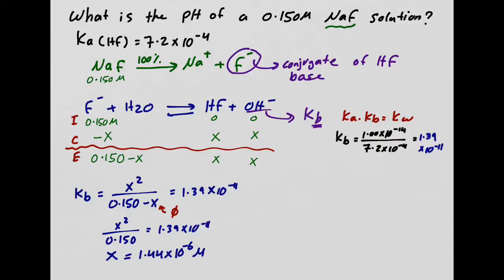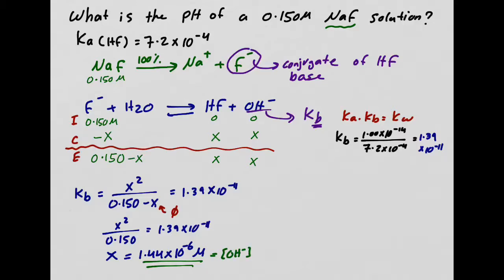Okay, now here's the thing. What does x represent that can help me out? X represents OH minus concentration. That I can use to figure out the pH. Because remember, in all these problems, ultimately what you're looking for is the OH minus or hydronium concentration to figure out the pH. So x is going to be my hydroxide concentration.